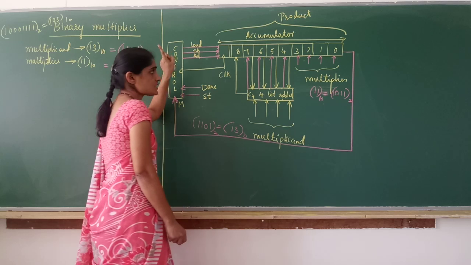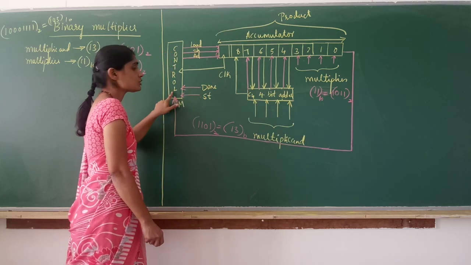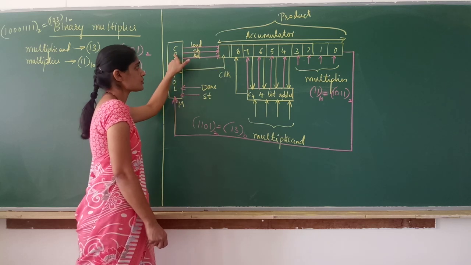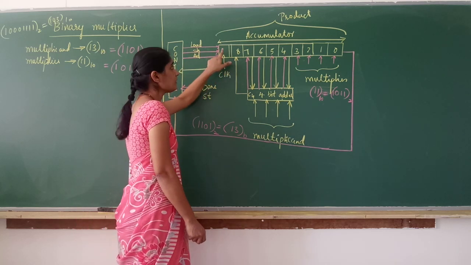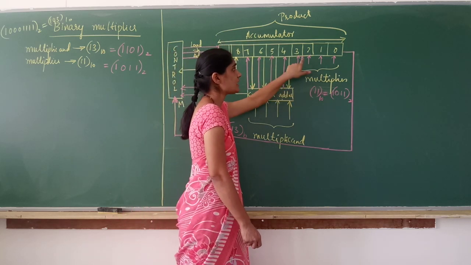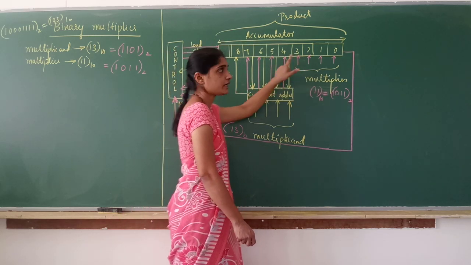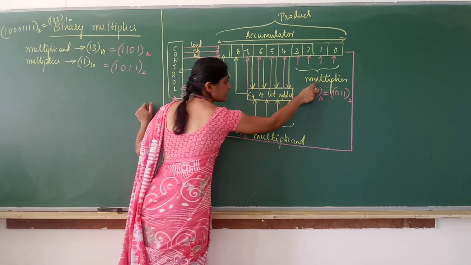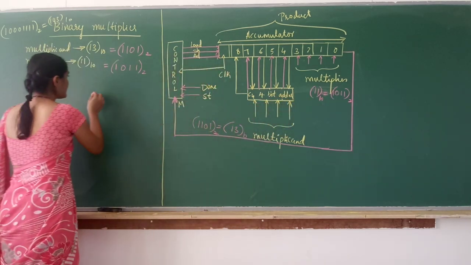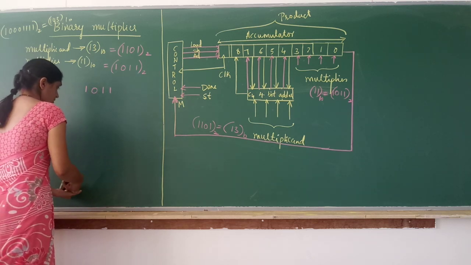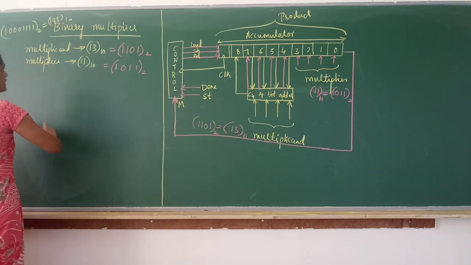When the load signal is equal to 1, when you give the start signal to the control unit, the load signal will go out from the control unit to the accumulator. When the accumulator receives the load signal, it loads the multiplier into the lower 4 bits of the accumulator. So the lower 4 bits are what? Now the multiplier content. The multiplier is what? 1011. So the lower 4 bits are 1011. Okay. Lower 4 bits 1011.